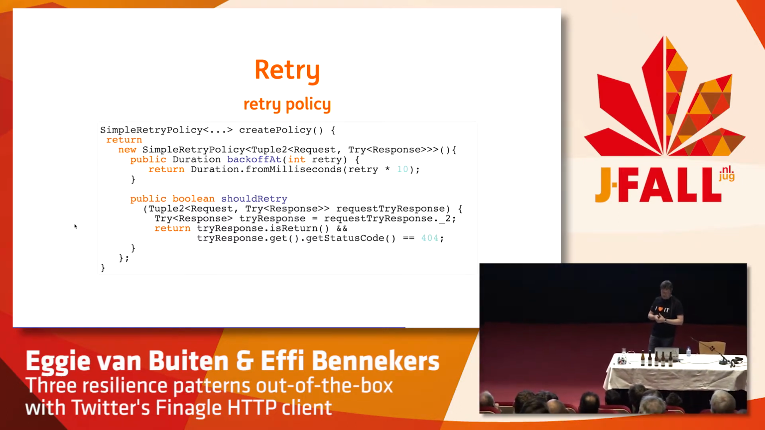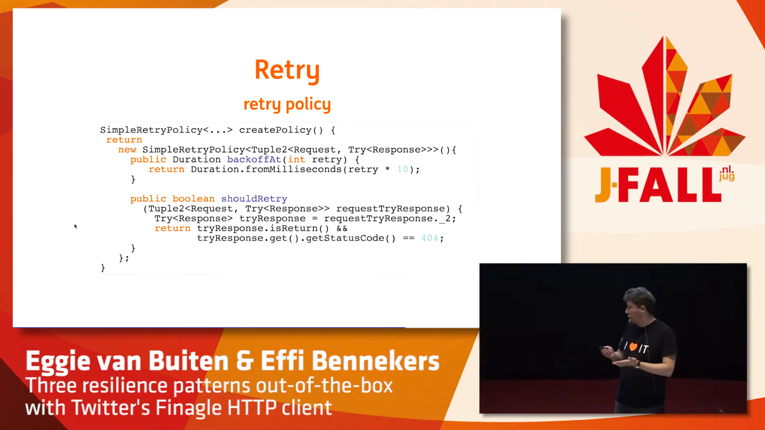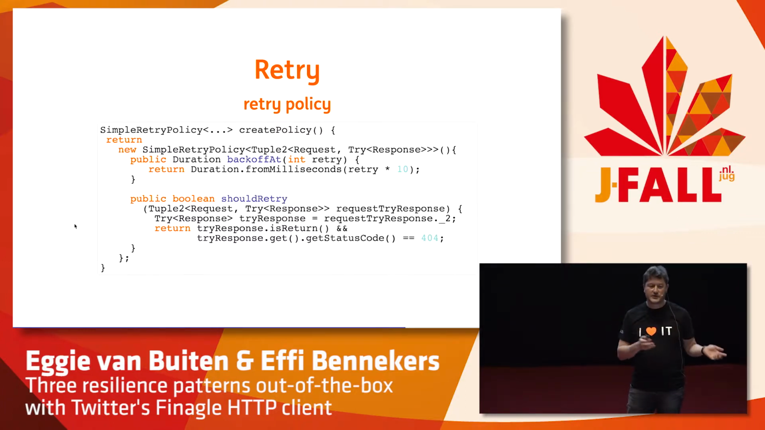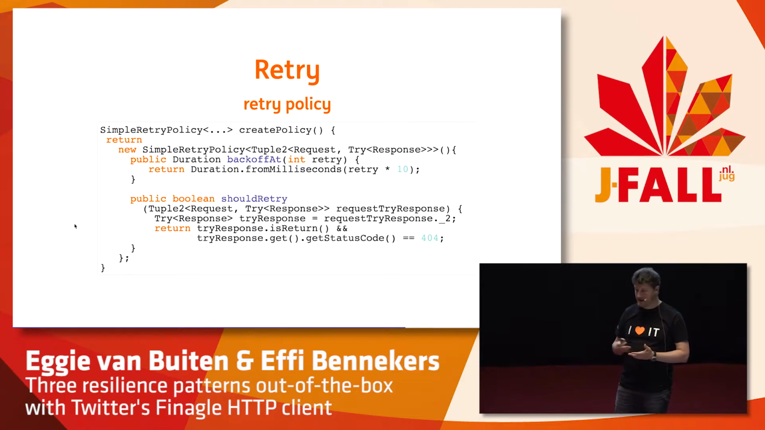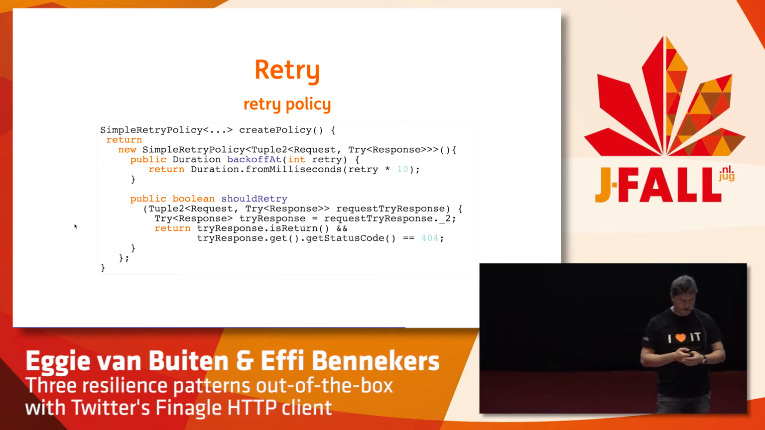So in this case, we're going to look at your response, and we're going to see whether it returned anything and whether it has a status code of 404. If it did not return anything, we're not going to retry, because then something else is going on, probably, for a use case. If it's anything else than 404, then we're also not going to retry. As you can see, there's some tuple and try. So there's some functional things going on here that you get from Twitter Finagle. This is because it's from Scala. So don't worry about it too much. This works. We will prove it.